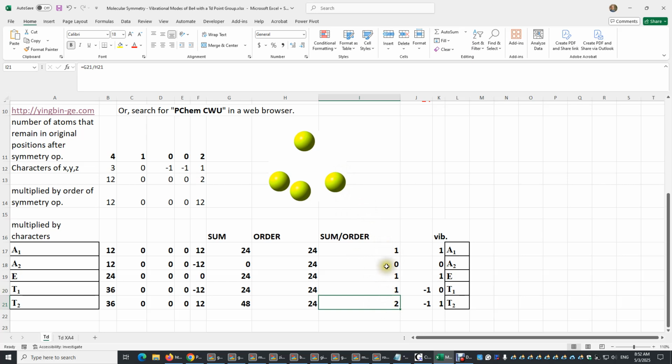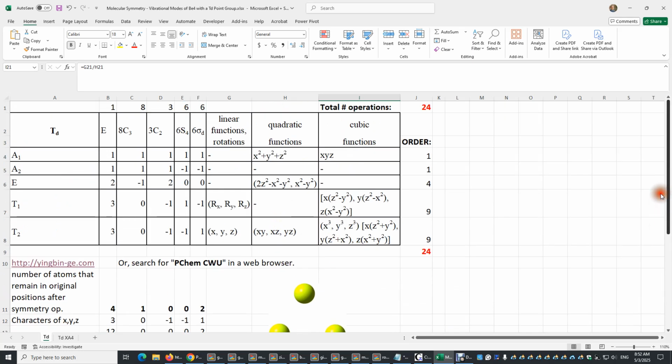All right, 1 plus 2, that's 3. 3 plus 3, that's 6. 6 plus 6, that's 12. It's just because when we have 4 atoms, we have 12 independent motions. Now we need to subtract the rotations and translations.